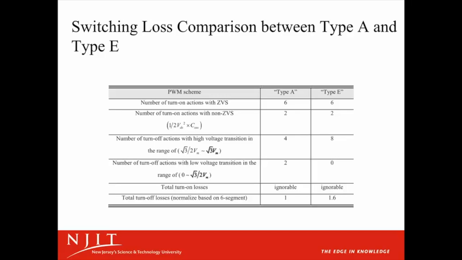Also, for the number of turn-off actions with low voltage transitions, type A has 2 and type E has 0. But let us remember that when they say turn-off transitions with low voltage, this estimate is very minimal, and thus the loss is very minimal compared to when the voltage is very high. Total turn-off losses, normalized based on the 6 segment: type A had 1 and type E has 6.